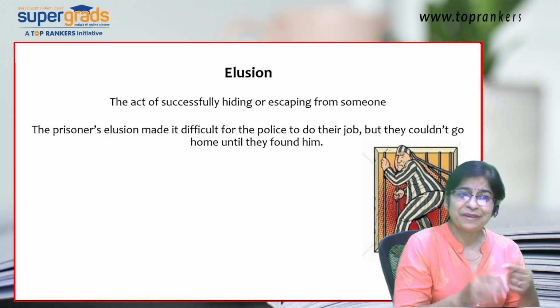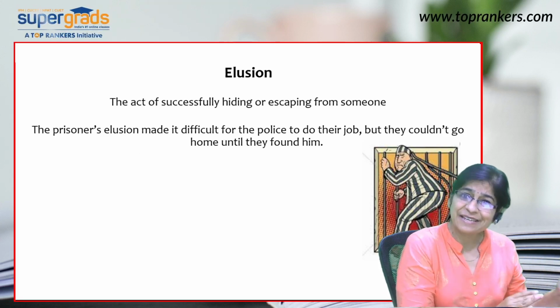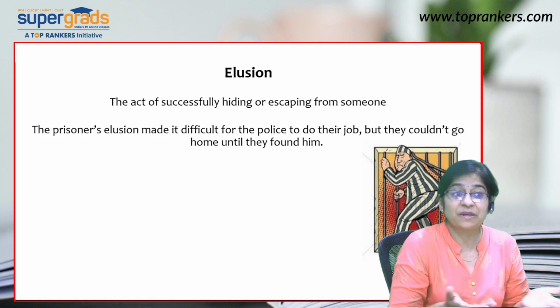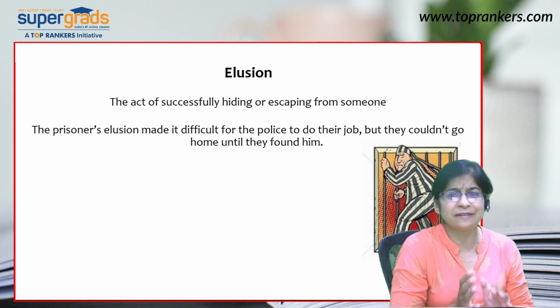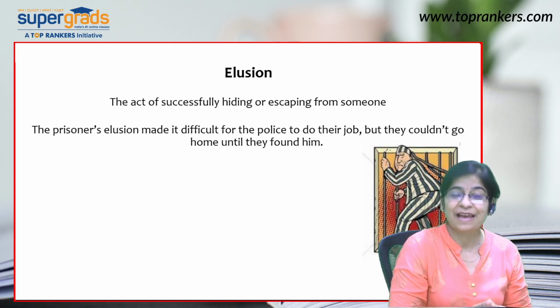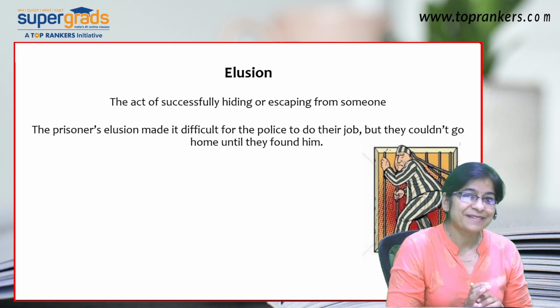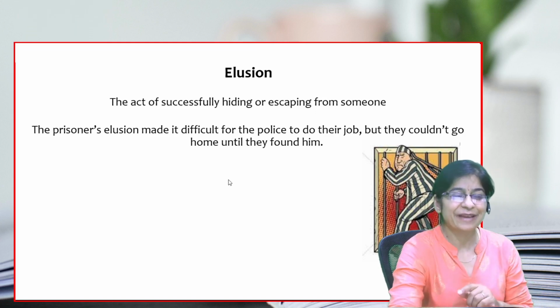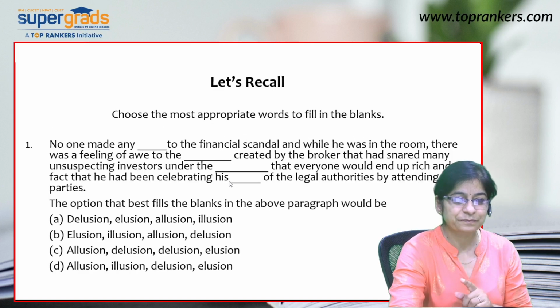The last word in the list is elusion. Now, this simply means the act of successfully hiding or escaping someone. The prisoner's elusion made it difficult for police to do their job. They couldn't go home until they found him. I hope the meaning of these words are clear to you now. Let's take a look at one exercise.